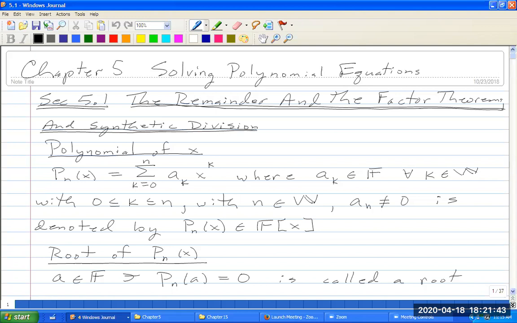If a sub n is not 0, then the degree of your polynomial will be n. And I'll usually denote a polynomial as follows, saying that it's a member of whatever the field is with this little bracket of x. And so this says that I'm a polynomial in the indefinite field.